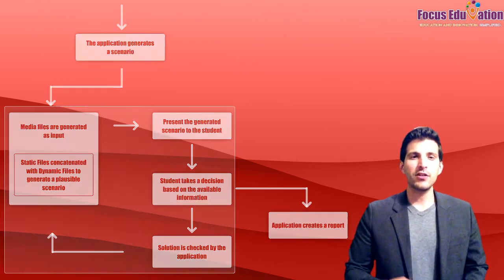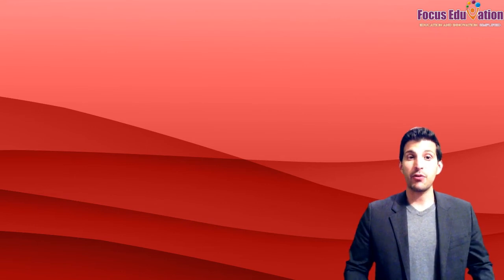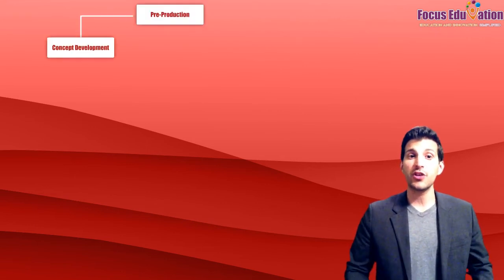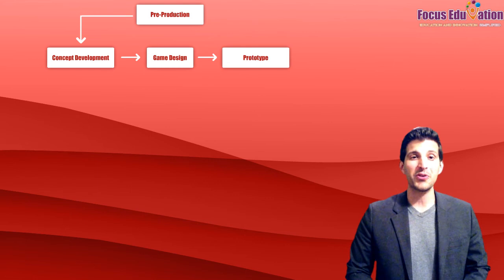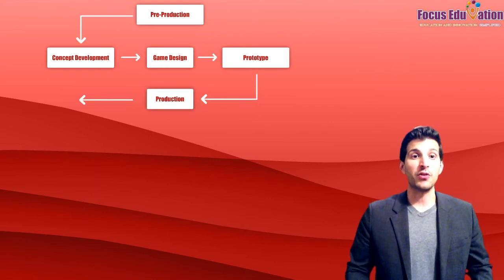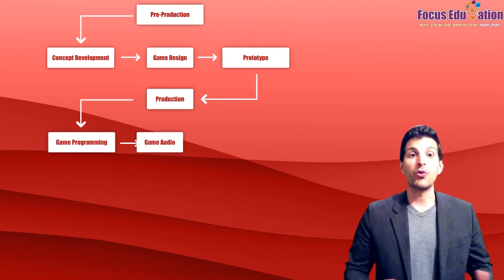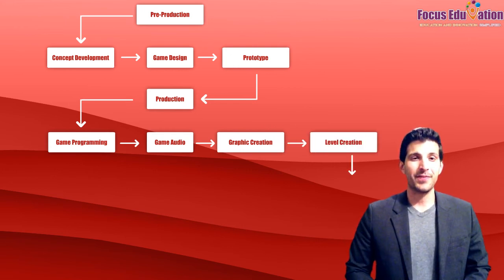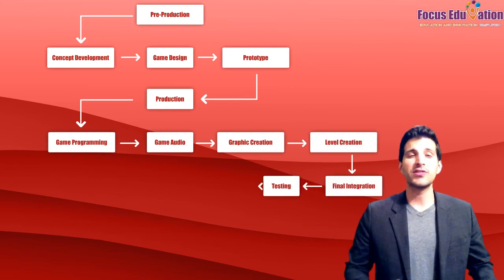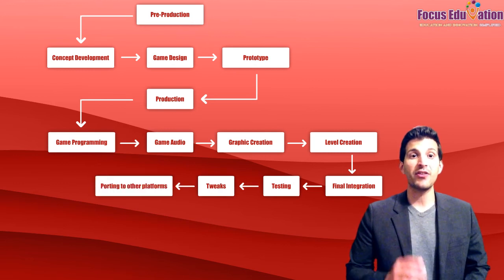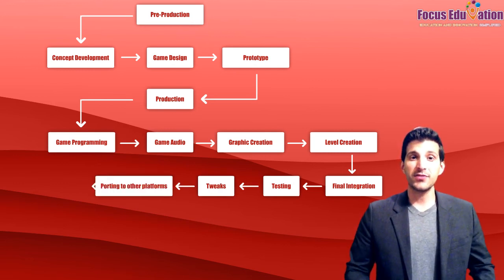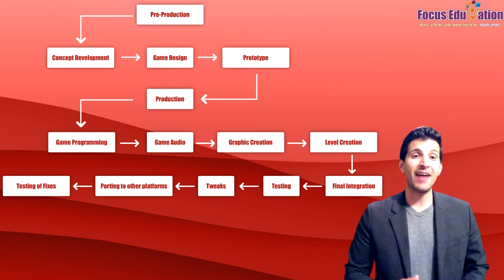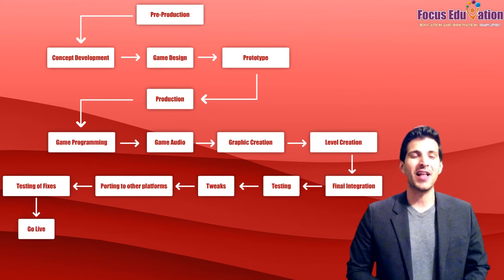Now, here's a look at how we work at Focus EduVation. The design process starts with the pre-production, which includes concept development, game design, and prototyping. The production stage follows, where we program the game, record the game audio, and create the game graphics and its various levels. The elements are then integrated, rigorously tested, tweaked, and then ported to other platforms. This is followed by further testing of the fixes, after which the application finally goes live.